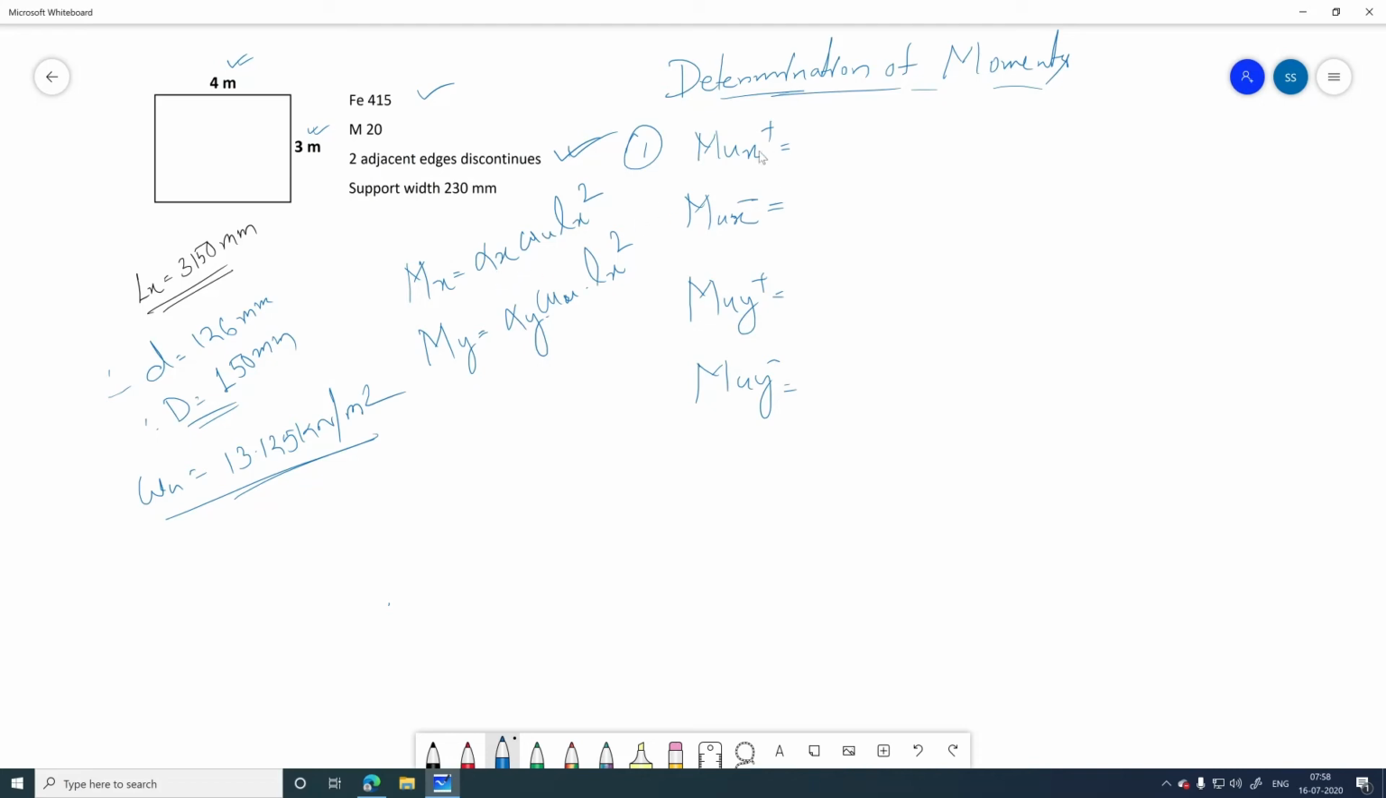So I just write like this, that means we need to change only the value of alpha x for these several cases. So the value of w and lx will be the same. So what is the value of w? That is 13.125 kN per meter, so 13.125 into lx, that is 3.15 square. This value is the same, 13.125 into 3.15 square. So I just need to determine the value of this alpha x. So let's go to the code.